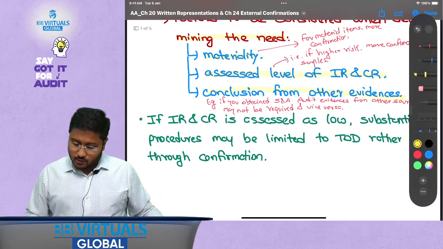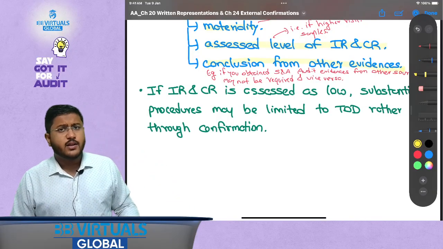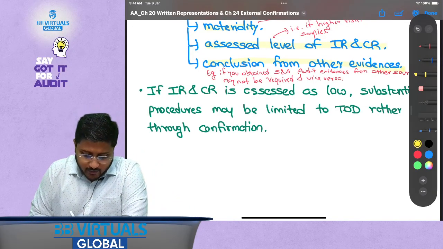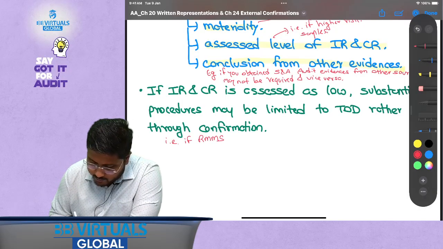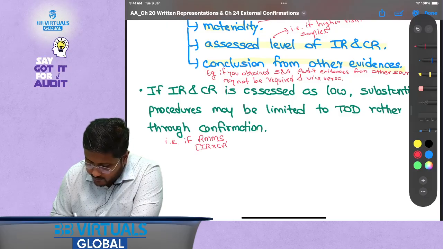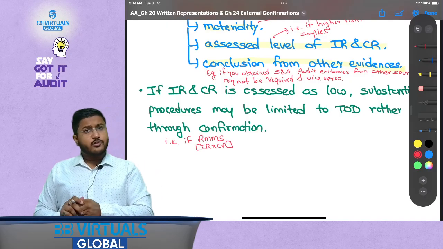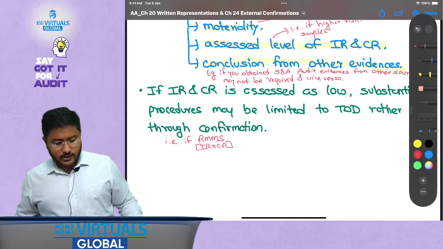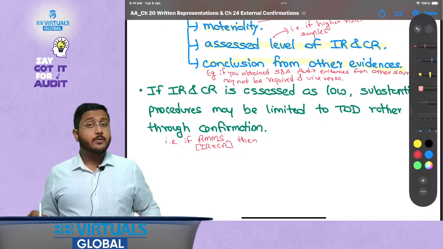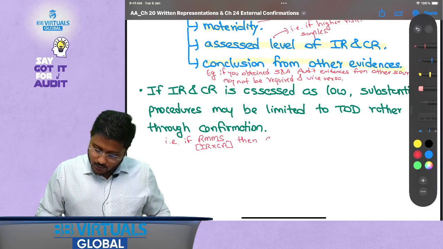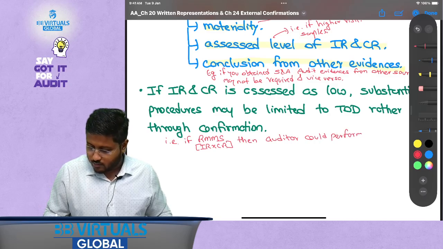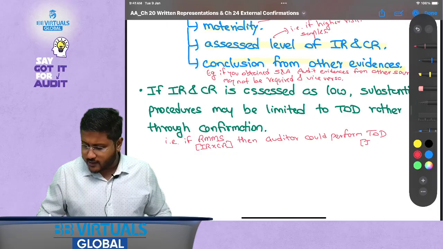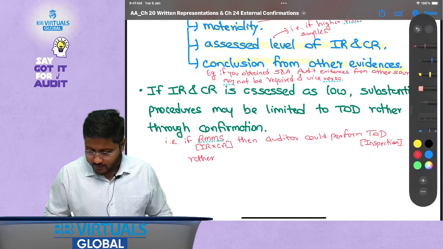If IR and CR is assessed as low, substantive procedure may be limited to TOD rather than confirmation. That is, what happens is if risk is low, that is if risk of material misstatement is low. How can I say risk of material misstatement? Because risk of material misstatement is the product of IR and CR. So if risk of material misstatement is low, then auditor could perform TOD. TOD is majorly inspection rather than confirmation. That is the meaning of it.